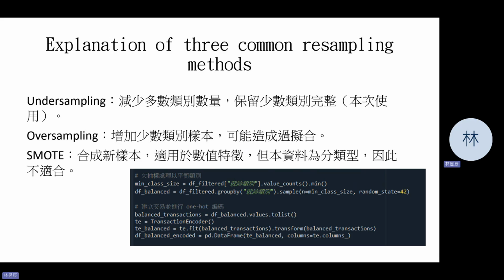The first one is undersampling: reduce the number of majority categories and keep the minority categories intact. The second is oversampling: increase the number of minority category samples, which may cause overfitting. And the third one is SMOTE: synthesize new samples, suitable for numerical features, but this data is categorical, so it's not suitable.